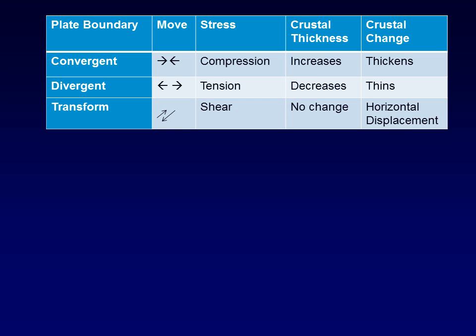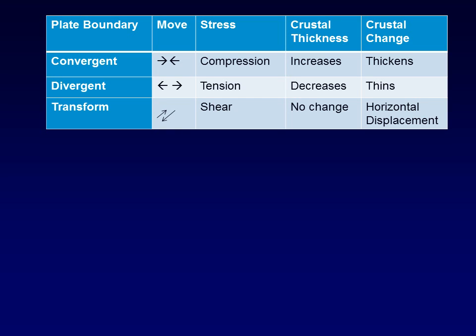So on the left, you can see it's broken down by convergent, divergent, and transform boundaries. So moving across just the top row for convergent. The first one is the type of motion. It moves together. So I've got two arrows pointing toward one another. This is typically how I, when I'm taking notes, note a convergent boundary. Two arrows moving together. We call that type of stress compression. And the crustal thickness increases.